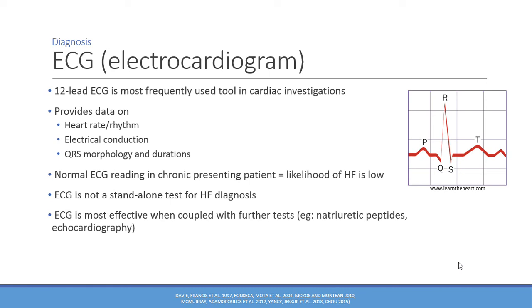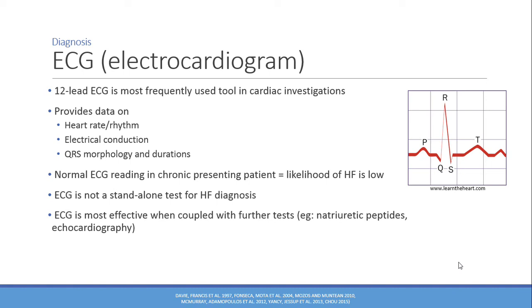A completely normal ECG will effectively rule out the chance of there being heart failure present in an acute presenting patient. However, it is important to note that a completely normal ECG reading in a non-acute patient may have a slightly less predictive value when investigating potential heart failure.